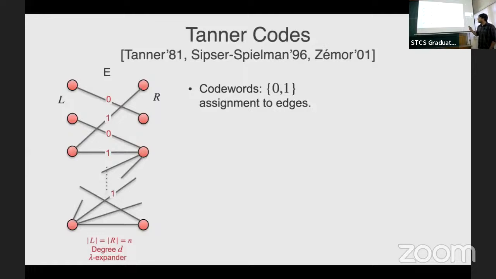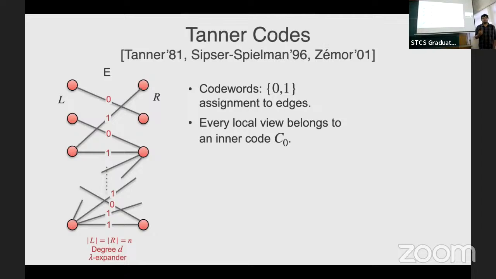So each edge will either be 0 or 1, subject to the constraints that every local view from the left side and from the right side, there will be d bits visible, and that local view should be in some inner code C0. So C0 has block length d. If we look at these d bits around a particular vertex, then these d bits should be in some code C0. Likewise, there will be a total of 2n many constraints of this form. And if this local code is a linear code, you can do constraint counting to say that there's still a lot of code words left in the global code.